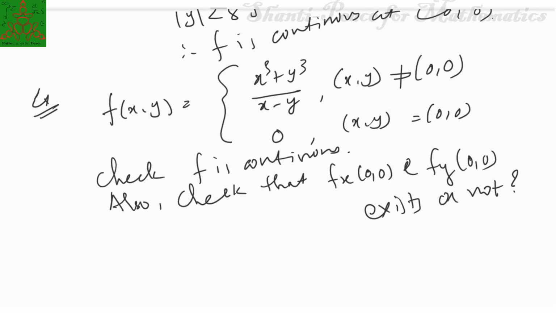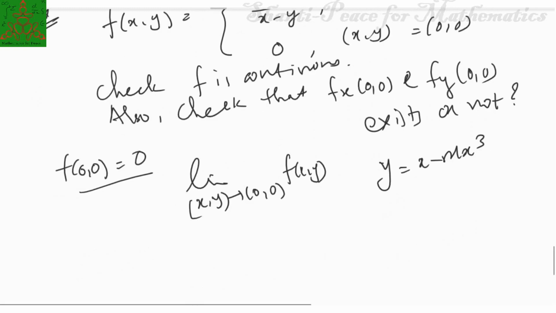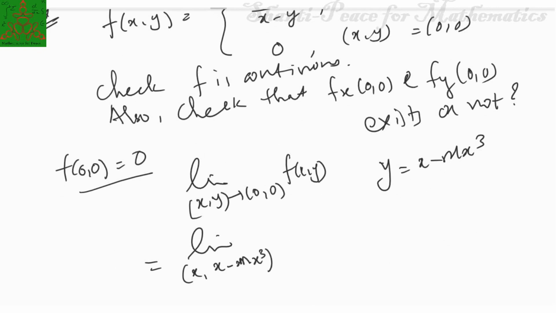So first, if you want to check whether this function is continuous, three conditions must be satisfied. The first one is f of (0,0), which is already given as 0, so there is no problem there. The second one is that the limit of f(x,y) as (x,y) tends to (0,0) should exist. But if you choose the path y equals x minus mx cube, then the limit is taken along (x, x minus mx cube) as it tends to (0,0).